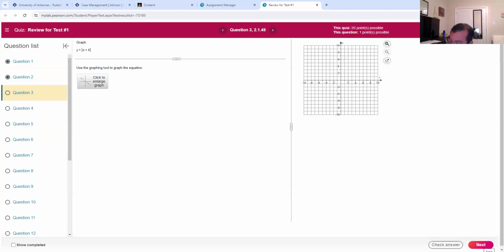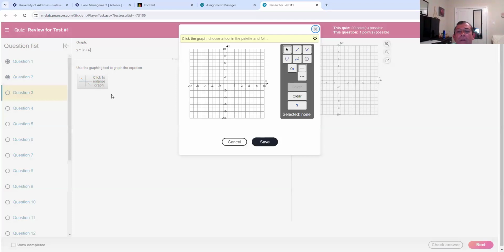So the first 3 were graphs. So look at this one. We got an absolute value. Y equals the absolute value of x plus 4. So y'all, let me show you real quick. I'm going to click on the enlarge graph so you can see the tool I'll use. For absolute value, you're going to use this V-shaped tool on the top right. It says absolute value tool. And notice, it needs 2 points for it.